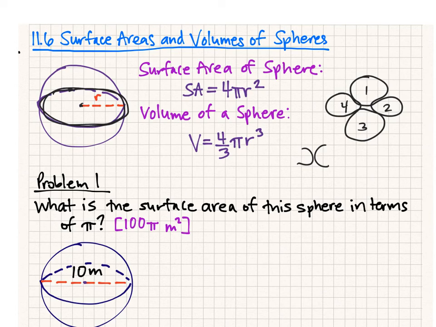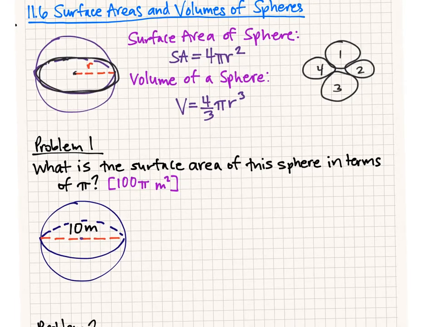The volume, however, is going to be 4 times pi r squared, which is the surface area, times another r, and then divided by 3. Doesn't quite make much sense, but that's what the formula is, and you don't need to memorize this. I'll give you this on a test. But that's what we'll be using in this section.